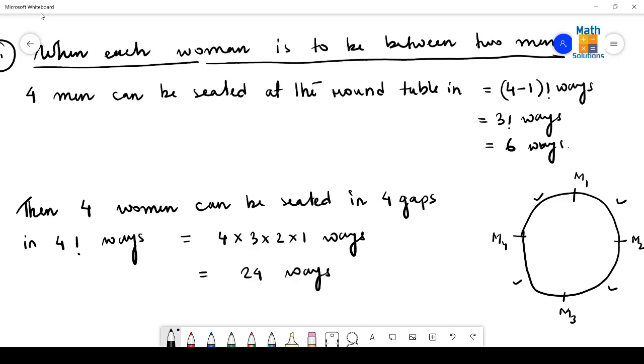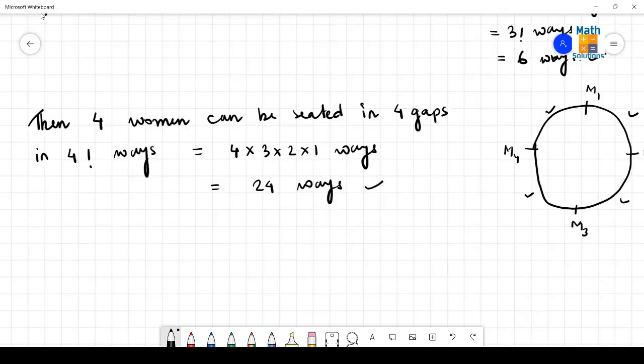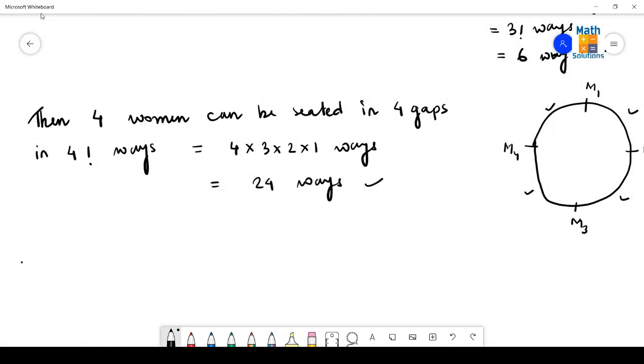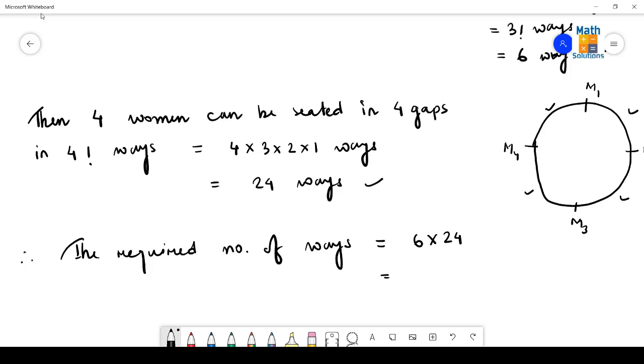So both these 2 arrangements will have to be taken into consideration by the fundamental principle of multiplication. So we shall be getting the required number of ways is equal to 6 into 24, and the result will come as 144. This is the answer for the second question.